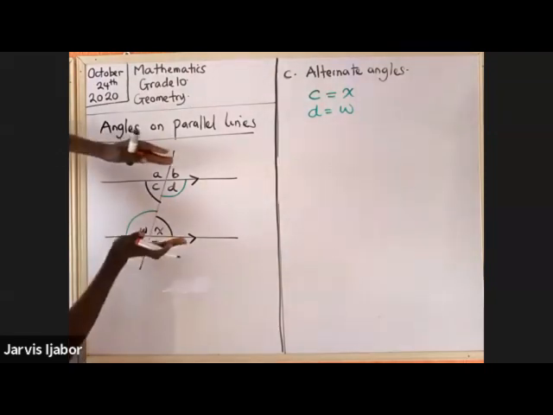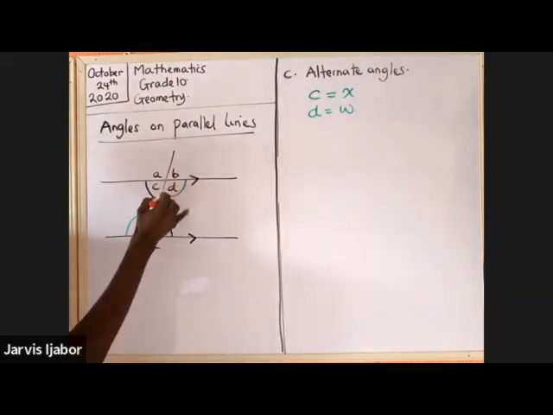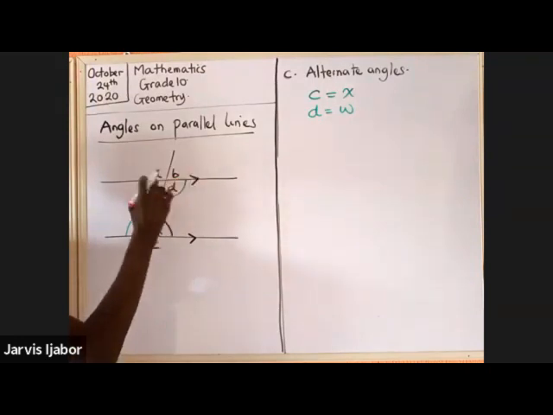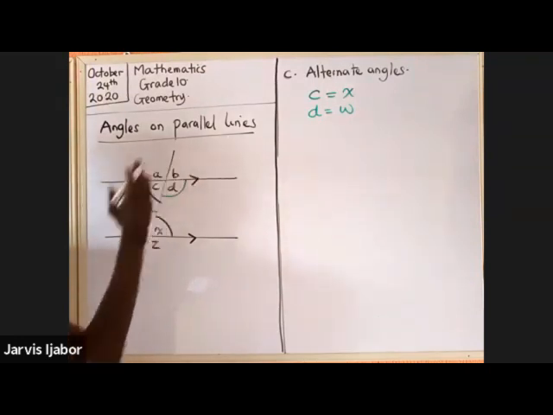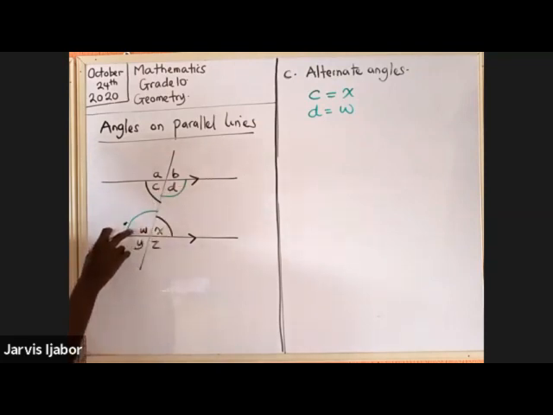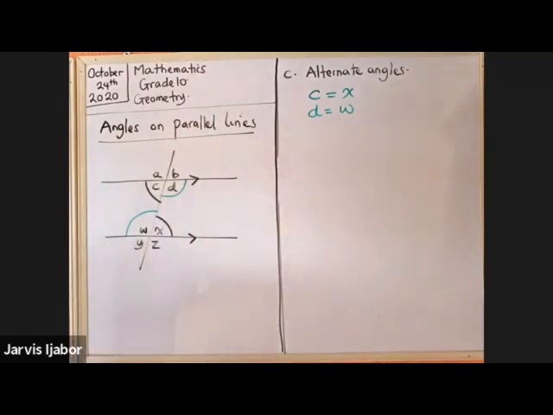They always occur within the parallel lines. Let's look at it this way. This is right, this is left, right, left, right. So bottom right to what? Top left. Bottom left to what? Top right. That's how it works for alternate angles. So take note of that. So that settles that for alternate angles.